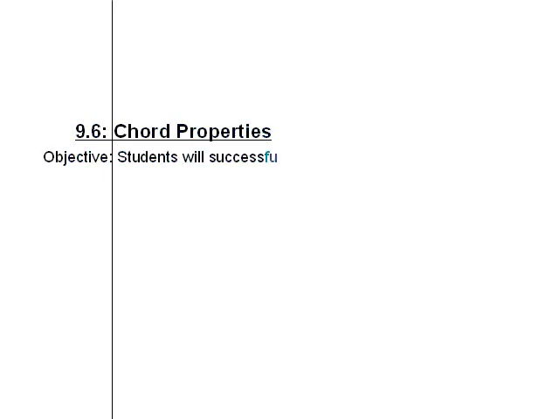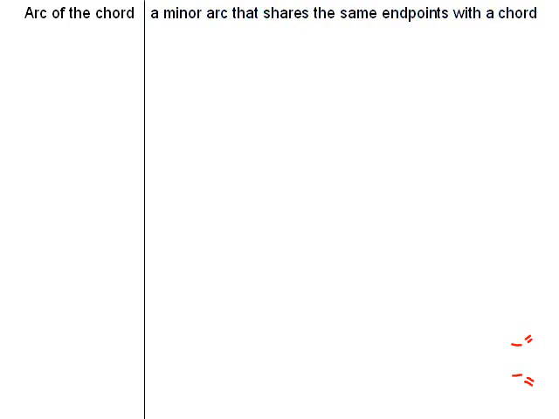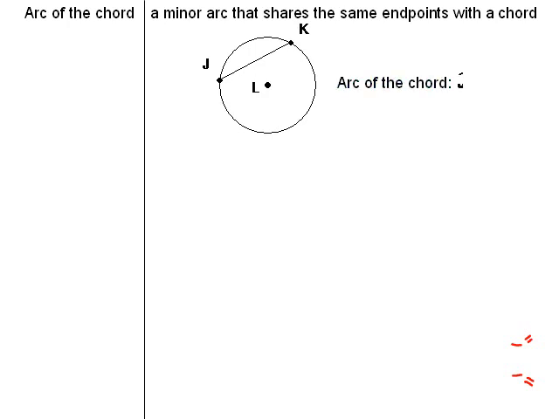Section 9.6, Chord Properties. Our objective is students will successfully determine values of chords. First definition of the day is arc of the chord. This is a minor arc that shares the same endpoints with a chord. So on circle L here, our chord is segment JK, which means our arc of the chord is arc JK.